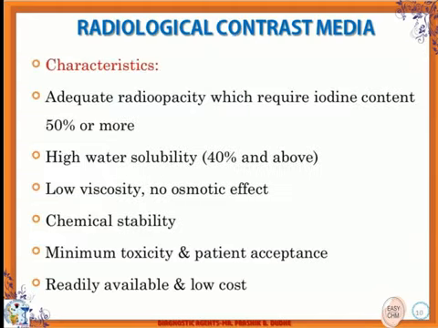Now for the contrast media, it requires some specific or ideal characteristics. Let's see what those ideal characteristics are. Number one ideal characteristic is its radio opacity. Like iodine has an opacity of around 50, so it requires an opacity of 50 or more to show the proper image on the X-ray film after absorbing the X-ray radiation.